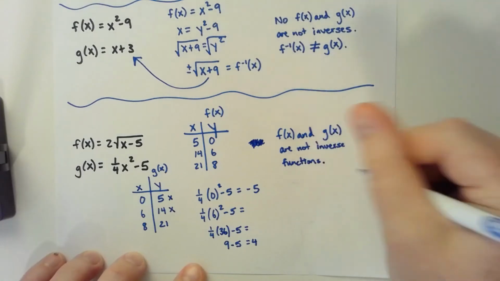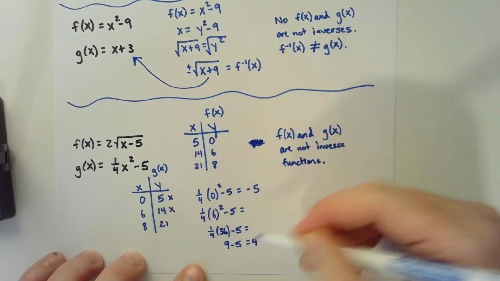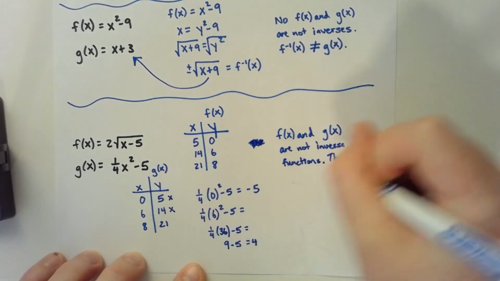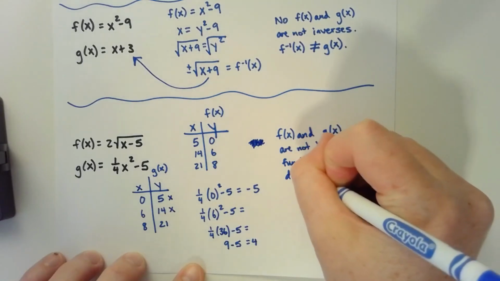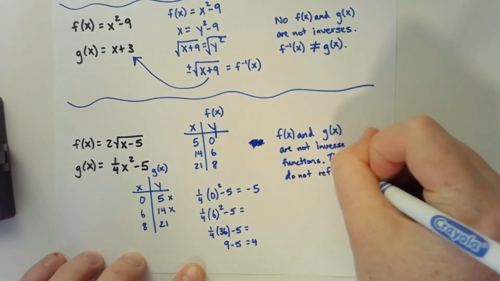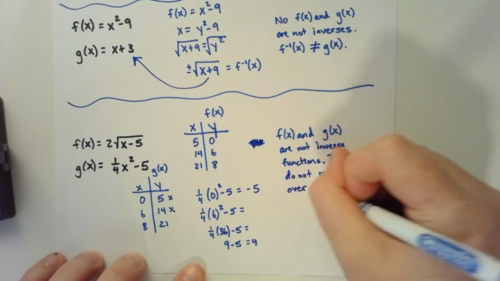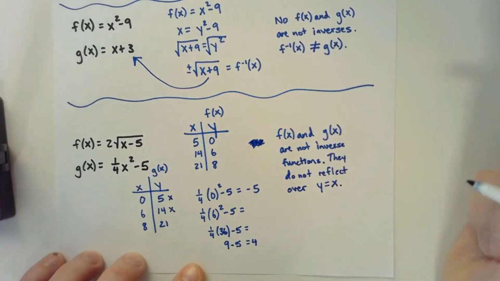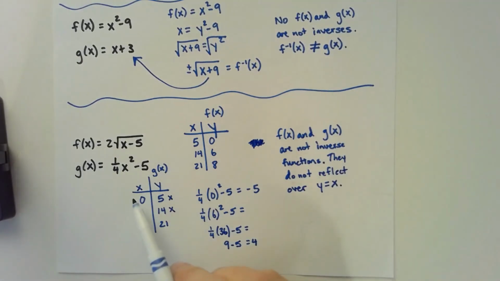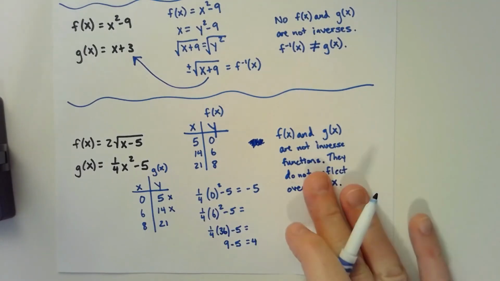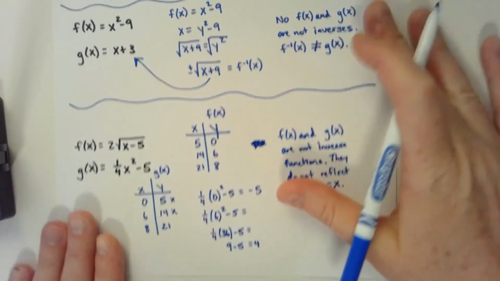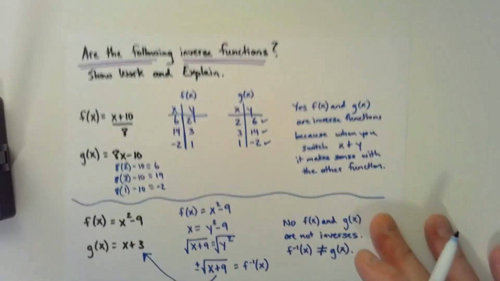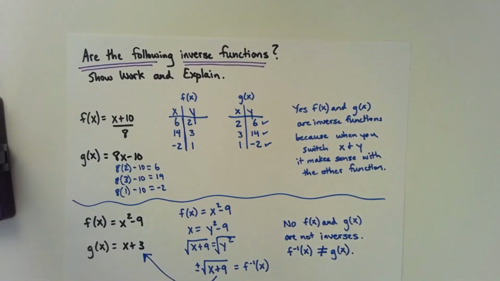And another great reason to put is what this tells us is they do not reflect over y equals x. When we substitute the y for the x from one function to another, it does not work out. So that's another great reason we could put there. And now you have 3 examples of how to figure out inverse functions.